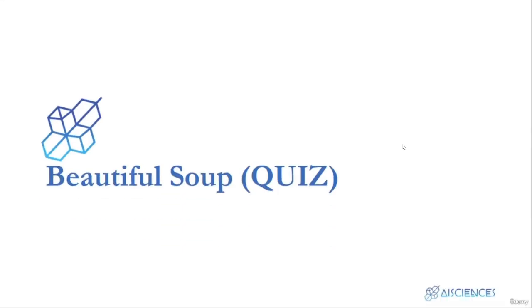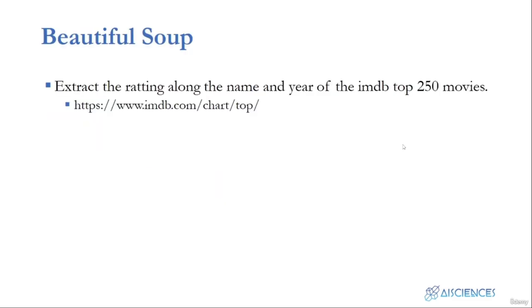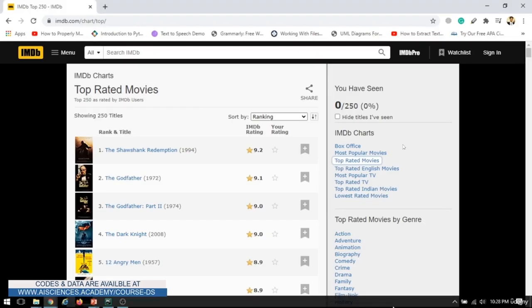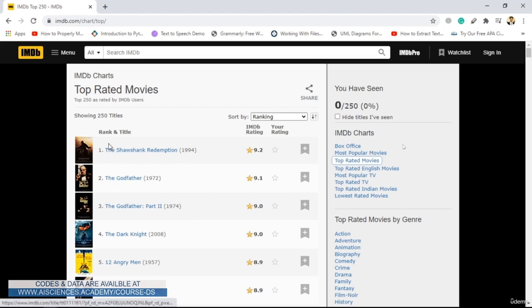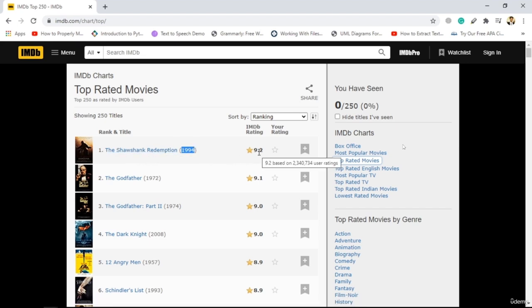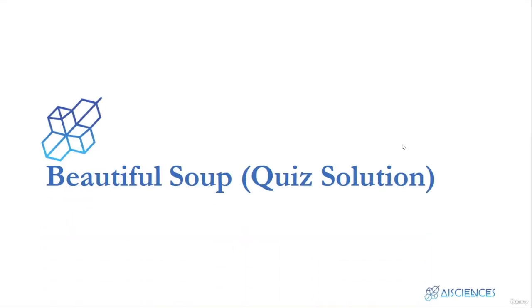Hi and welcome back. So let's just have a quick quiz. Now I want you to extract the rating along with the name and year of the IMDb top 250 movies. So let's just get to the website first. So here you can see that we can have the movie name from here, we can have the year of the movie, and then we can have the rating from this position. Now what I want you to do is show me the movie name, the year of the movie, and its rating. These all three values should be comma separated, and you have to create a CSV file of this. Now give it a go, try solving it, and in the next video I will come up with the solution.